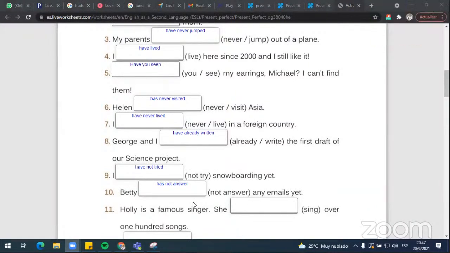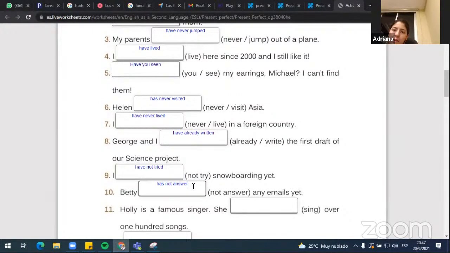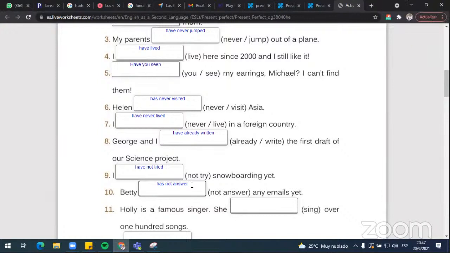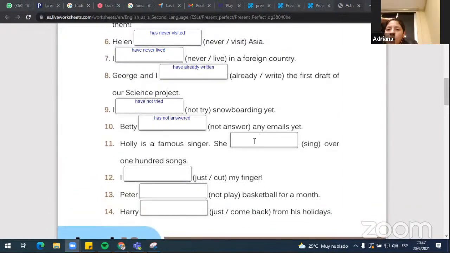Okay, so guys, what's the mistake in that statement? The verb answer. Yeah. Past tense either. No? Well, it's participle. All right. Next one. Collie is a famous singer. She has sung over 100 songs. Sung with U. Sung over 100 songs.